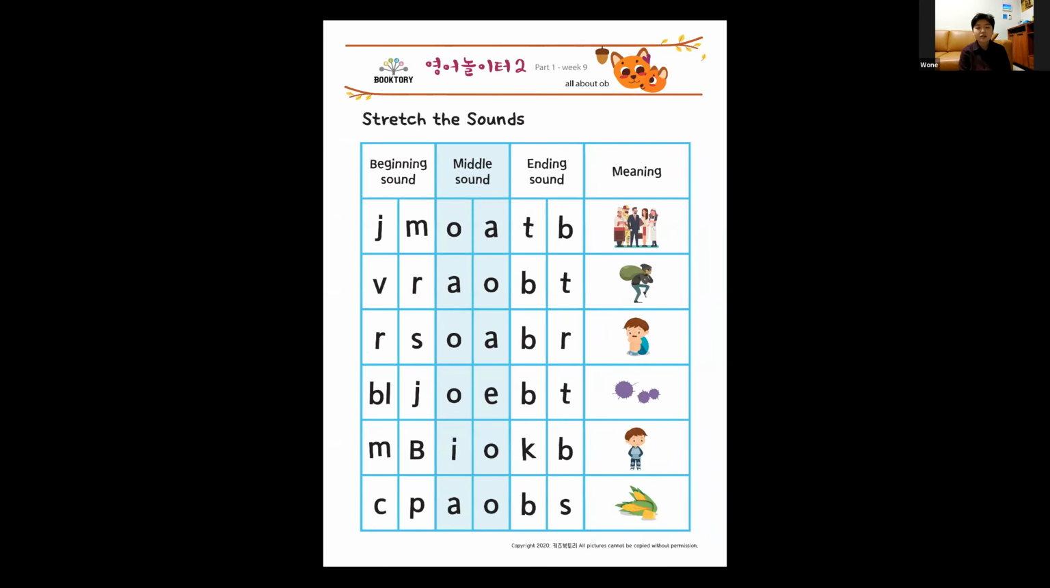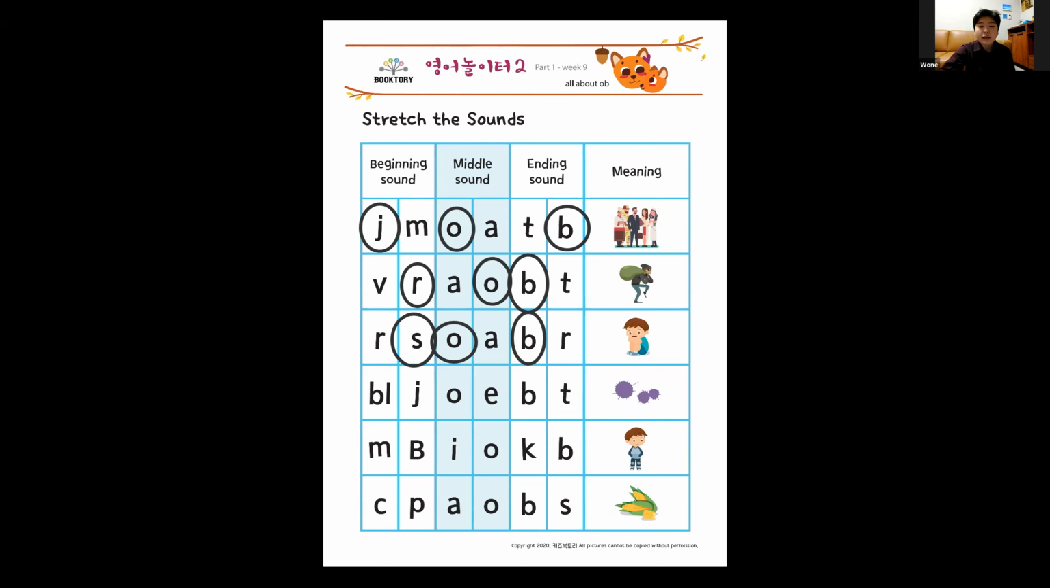So let's stretch our sounds. The first word is going to be job. Let's sound it out. J, j, j, o, b, b, b. The next one is rob. R, r, r. Good. O, b, b, b. The next one is sob. S, s, s, o, b, b, b. Sob.